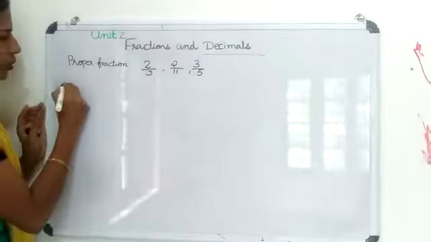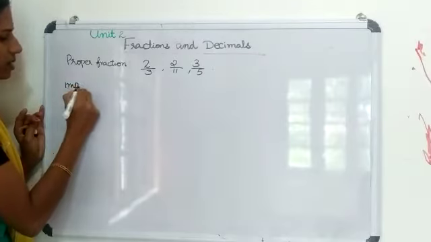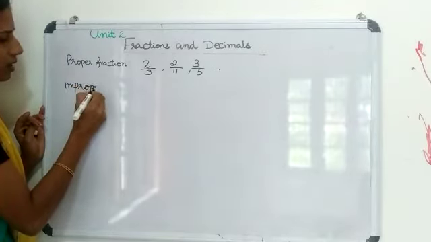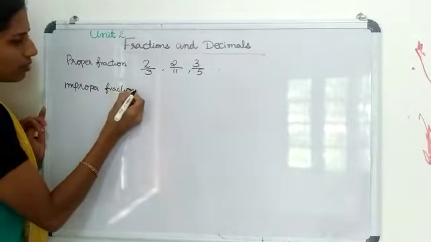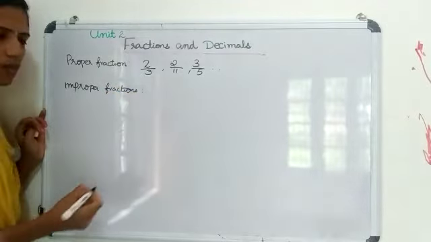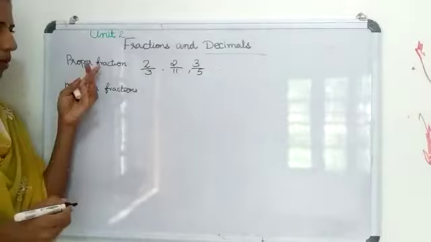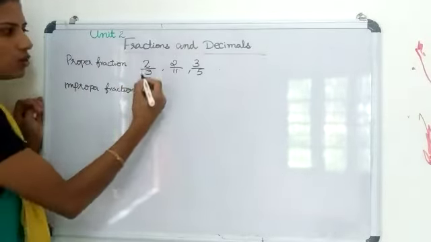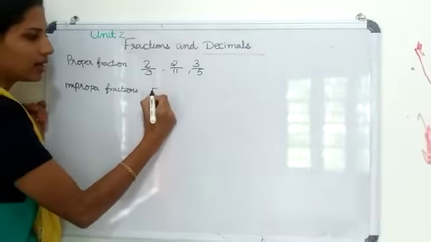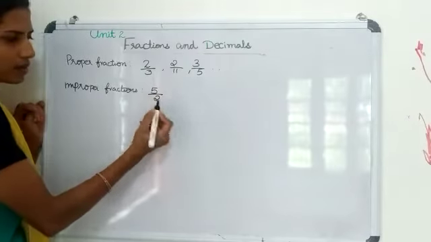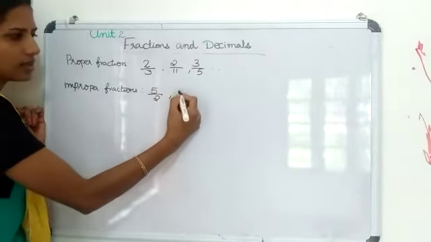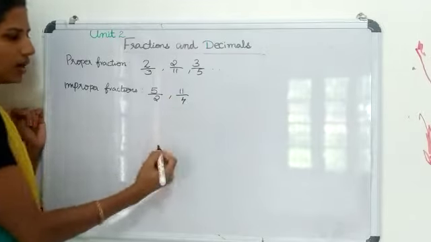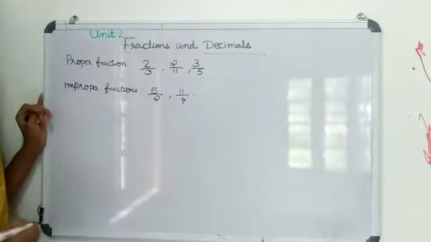Next one is improper fractions. What are improper fractions? Opposite of proper fractions. When the numerator is greater than the denominator. See, the numerator is greater than the denominator. Such fractions are called improper fractions.